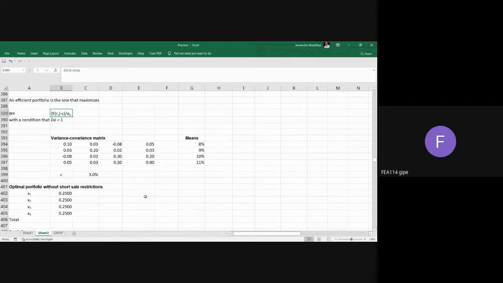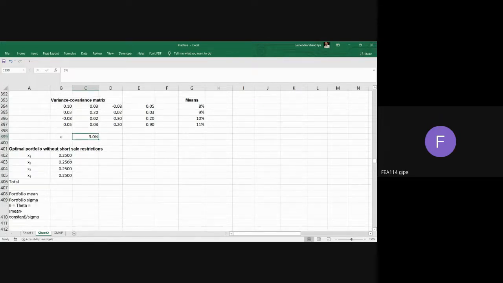So now let's see. We have this variance covariance matrix, which is not different from the previous variance covariance matrix. And we are given the mean returns of the portfolio, comprising the 4 stocks, as 8, 9, 10, and 11%. We have the risk-free rate of 3%, and we have to optimize this portfolio without short sell restriction. So there is no constraint. This is unconstrained optimization.